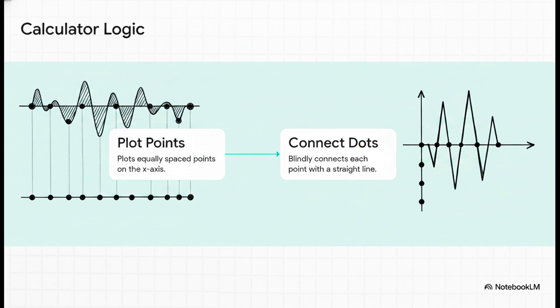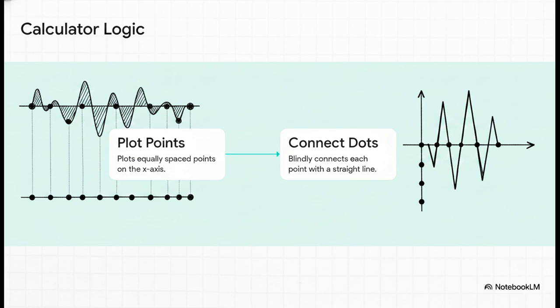To understand why it outputs that garbage, we have to look at the machine's fatal bug. When you hit graph, the calculator isn't actually doing fluid, continuous calculus. It operates in two very rigid steps. Step 1, it plots a set of equally spaced points across the x-axis of your chosen viewing rectangle. Step 2, it blindly connects each point to the preceding one with a straight line segment. That's literally all it does.